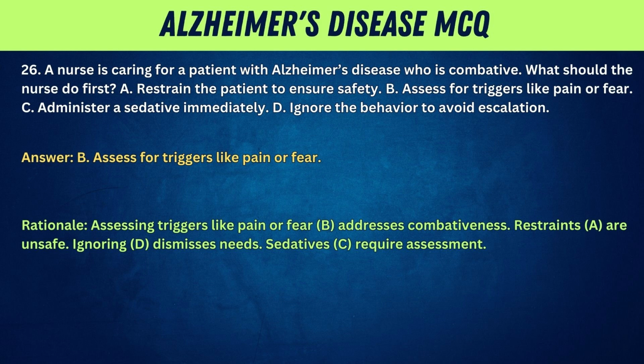Rationale. Assessing triggers like pain or fear, B, addresses combativeness. Restraints, A, are unsafe. Ignoring, D, dismisses needs. Sedatives, C, require assessment.